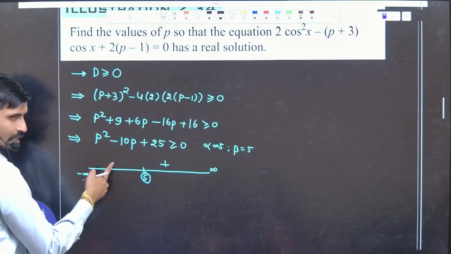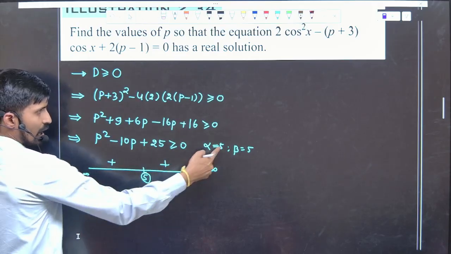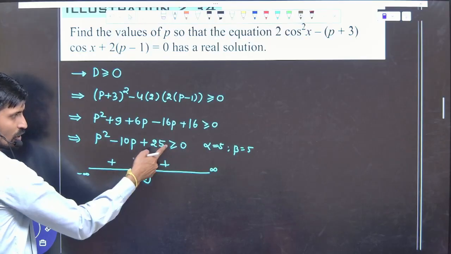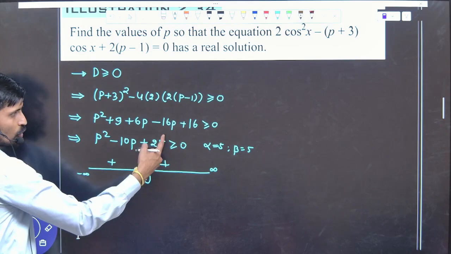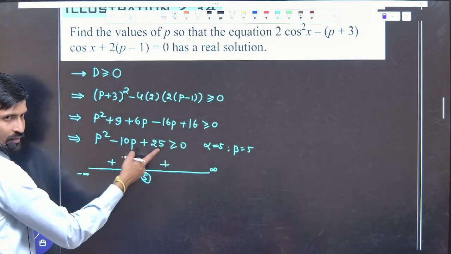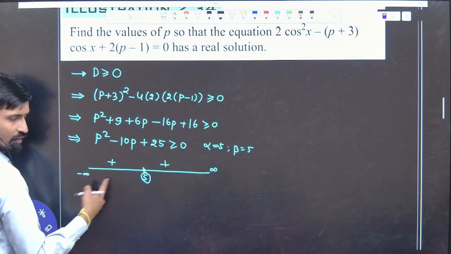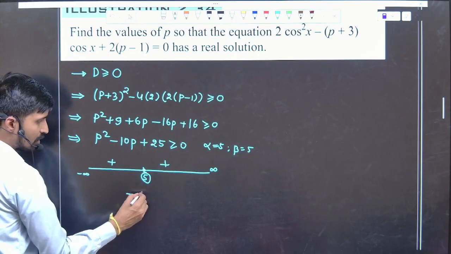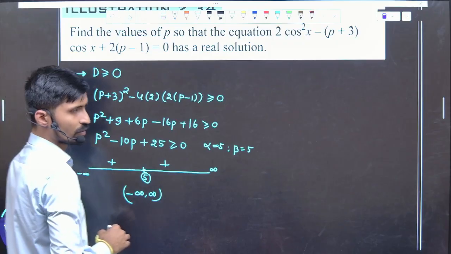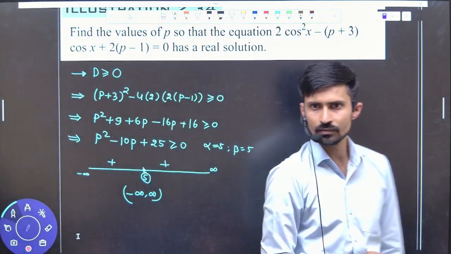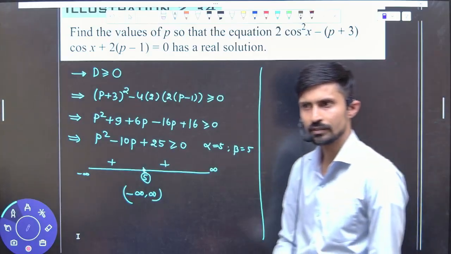So tell me, what sign will you put on this side? Plus. Why? Because the count of 5 is 2, even. Now the equals to sign is there, it means this will be a closed bracket. So what do we want? Greater than 0, positive: minus infinity to 5 and 5 to infinity are positive, and 5 is a closed bracket, it means minus infinity to infinity will be the answer for D greater than or equal to 0. Okay, so D greater than or equal to 0 is solved.